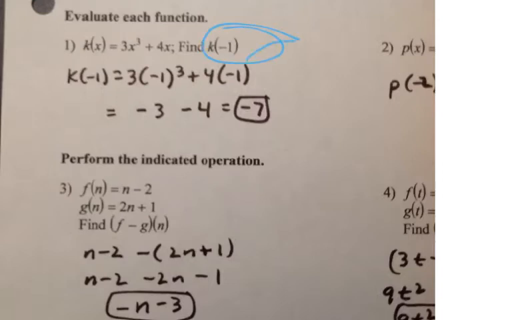1, what does that mean? I'm going to plug negative 1 into my function, and that's how I got negative 7. So we call that evaluating the function.